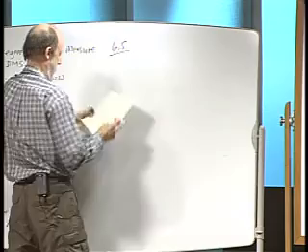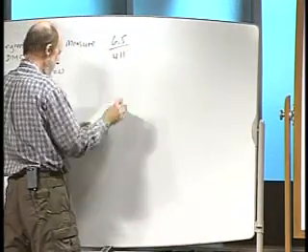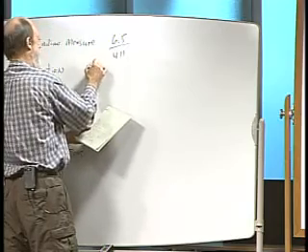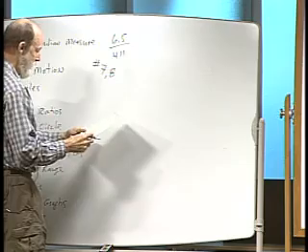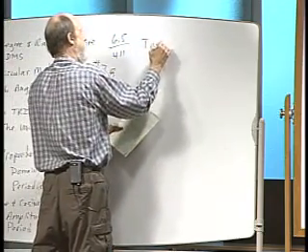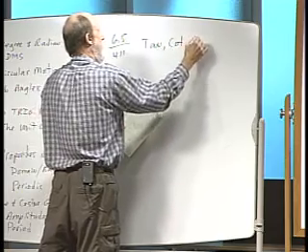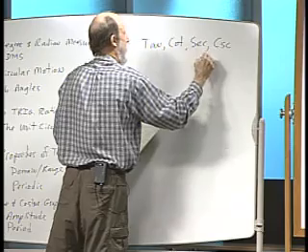Section 6.5, page 411, I believe, and these are recordings number 7 and 8. And these are going to be your tangent, cotangent, secant, cosecant graphs.